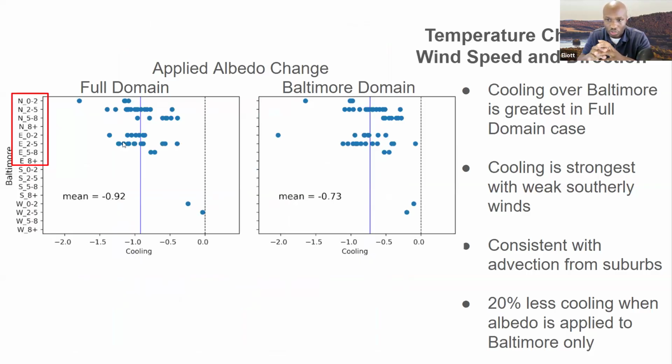All these markers are showing the cooling that you get when you apply the mitigation over the full domain versus just Baltimore, and we're looking at Baltimore averages. When winds are generally calm and blowing towards the north, that's when we get the most cooling over the city of Baltimore, averaging about 1 degree C just within that domain. But what's interesting is when you apply the mitigation just within the city limits and you no longer have the suburbs, the cooling becomes less effective, actually about 20% less effective. That's alluding to some advection that may be happening from the suburbs. So if you cool the suburbs, you may get some additional cooling in the city.